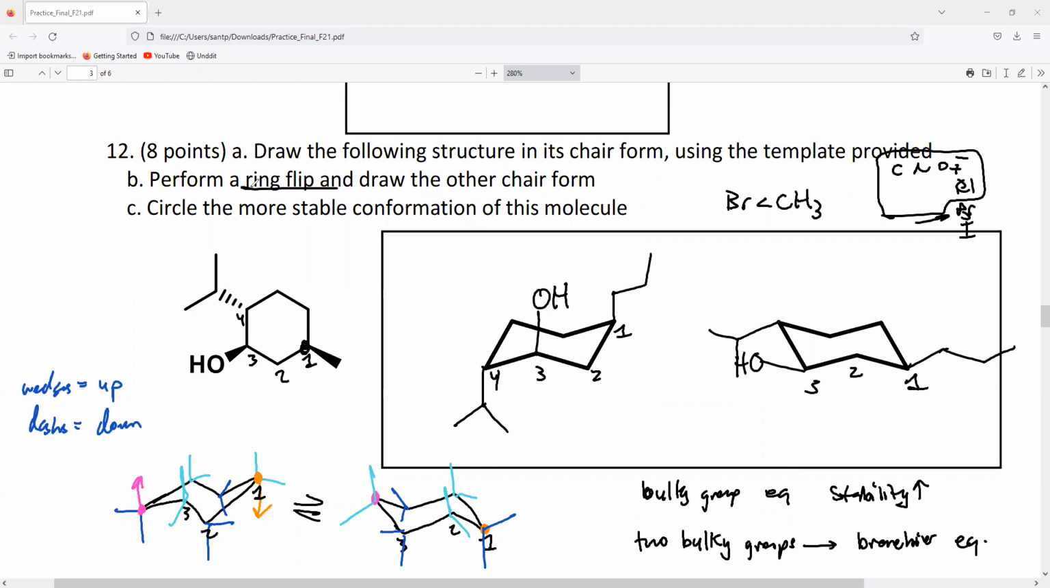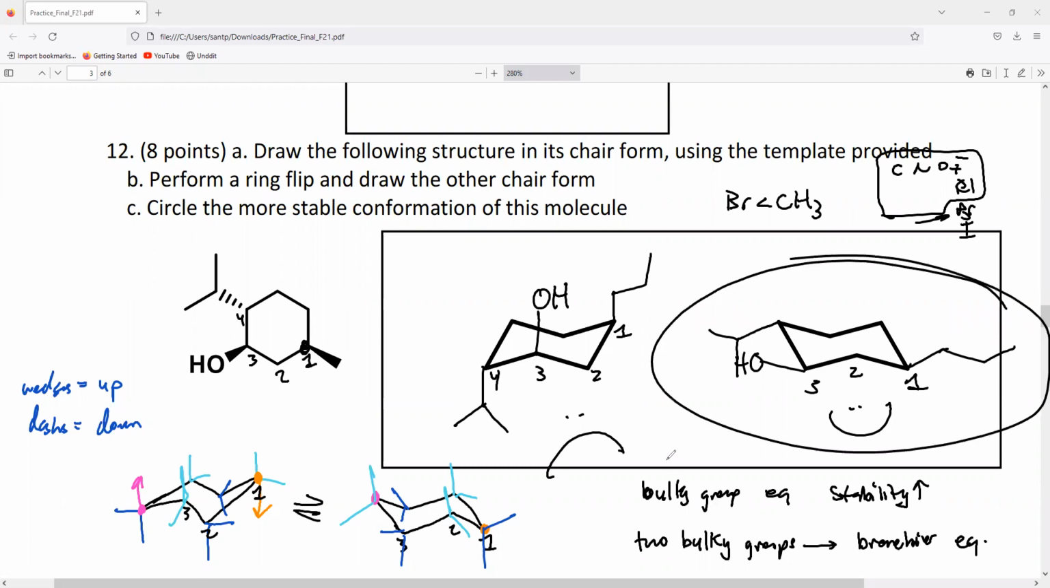So always read the question. Make sure that he's asking for more stable. If he isn't, then go with the opposite of this. But branchier is going to be equatorial. Okay. If I look at my 2 chairs, again, isopropyl is the branchier of the 2, so I want that guy equatorial. Nice thing though is that on this chair, everything ends up being equatorial. So this one is really, really good. This one is really, really bad. So this is our more stable chair.